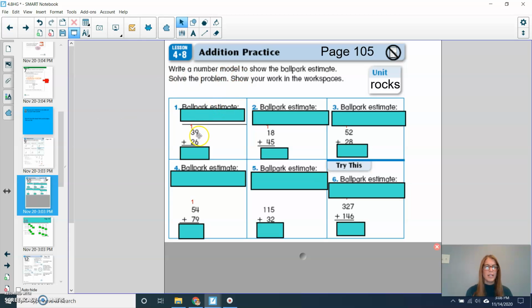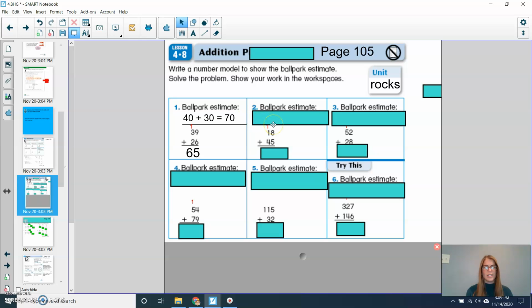So looking at number 1, if I have 39, my close but easier number to 39 would be 40. If I have 26, my close but easier number would be 30. 40 plus 30 is equal to 70. Now I'm going to solve to find the exact answer. Notice how I needed to regroup in this problem. So 9 plus 6 is 15. I carried my 1 and I put my 5 below. And then 3 plus 2 plus 1 is 6, giving me 65. Look at how close 65 is to 70.